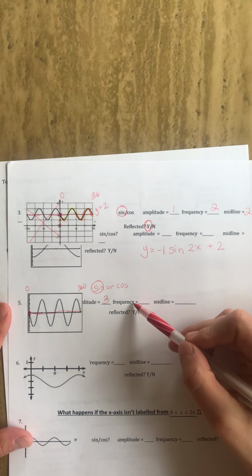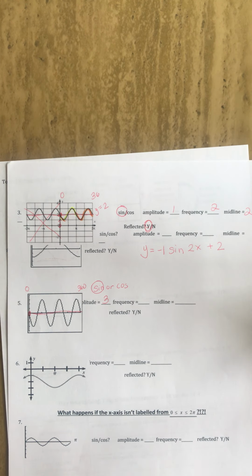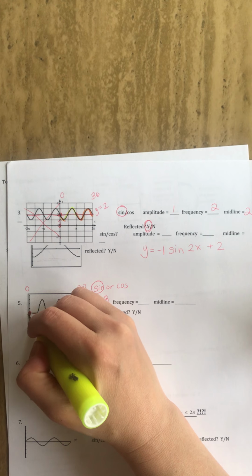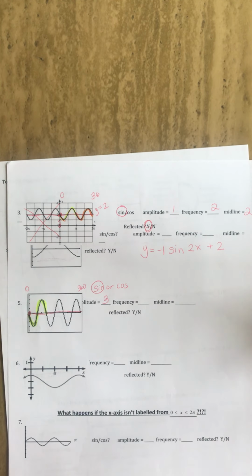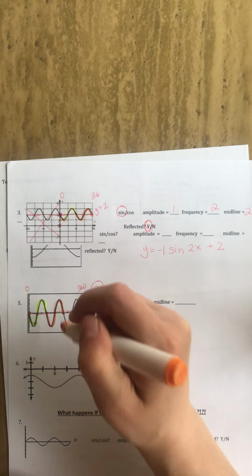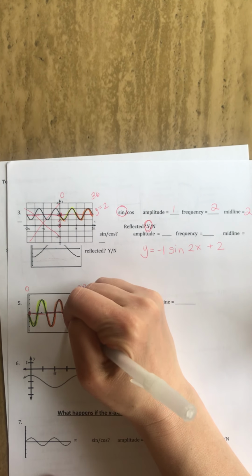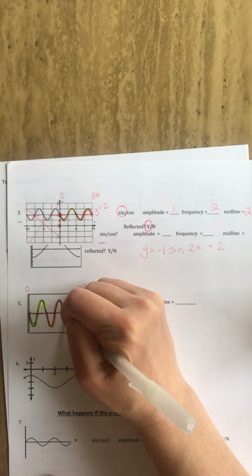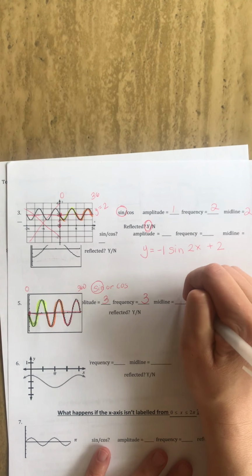So you want to see how many frequencies you have. We start at 0 and end at 0. That's 1. Start at 0, go through 0. That's 2. And the last one. So we have a frequency of 3. Our midline, y is equal to 0.